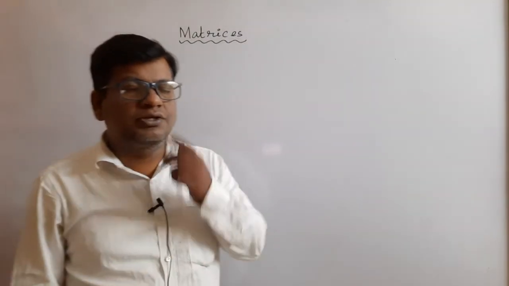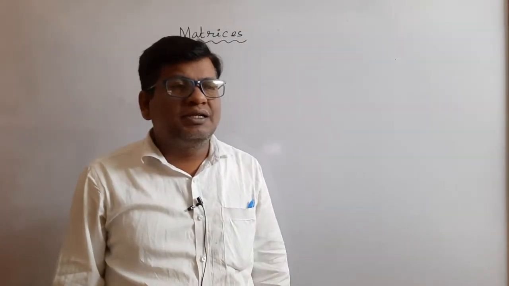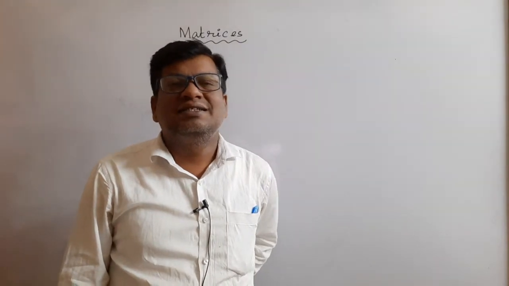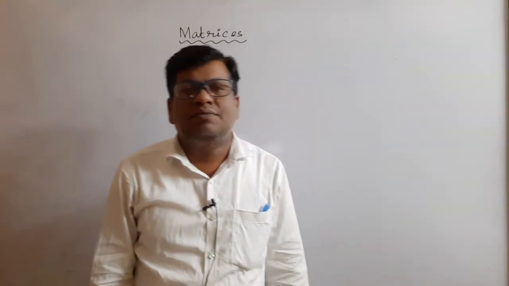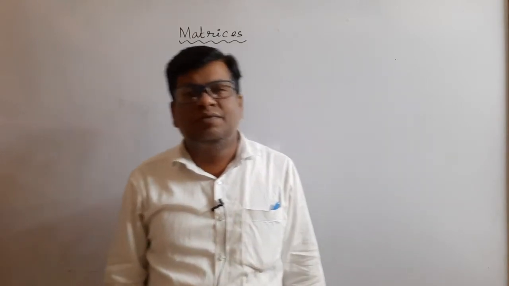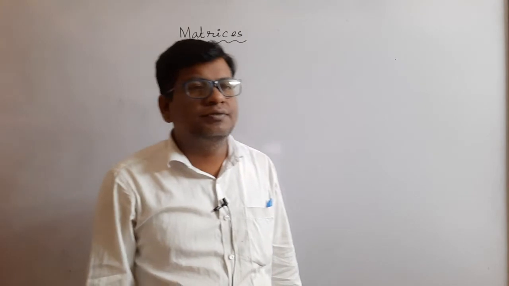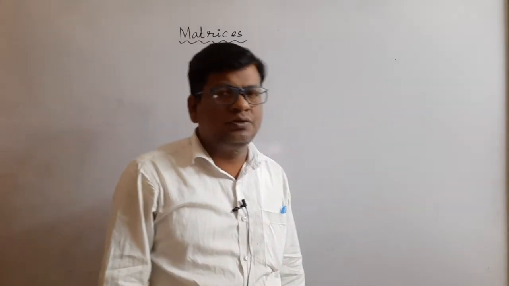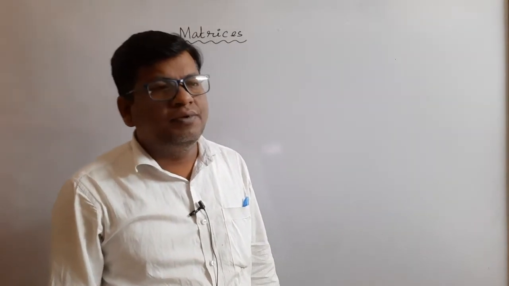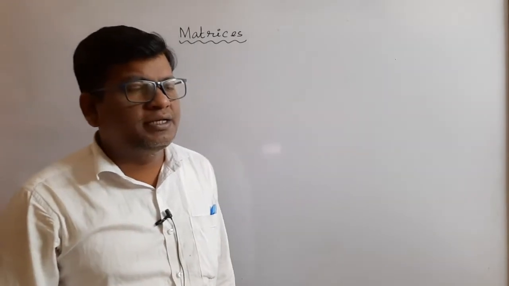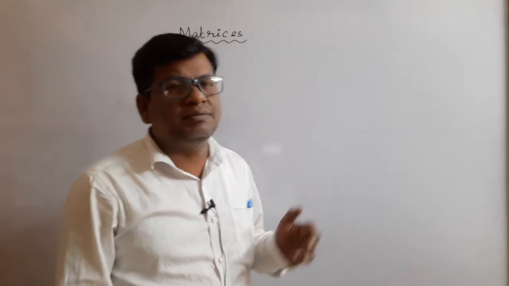In last class we discussed the transpose of a matrix, symmetric matrix, skew symmetric matrix, properties of symmetric matrix, and properties of skew symmetric matrix. Today we are going to discuss the adjoint of a matrix, then the inverse of a matrix, and then how to find the solution of linear equations using the matrix method.